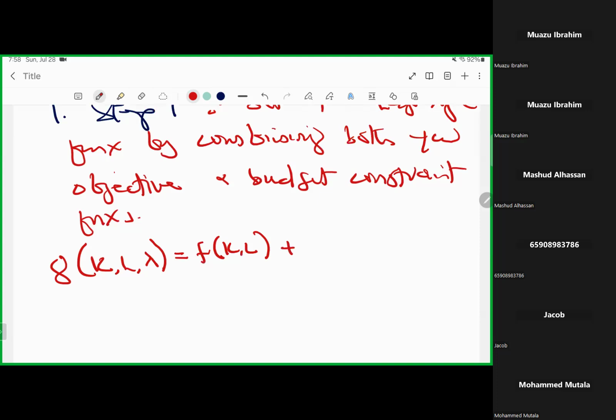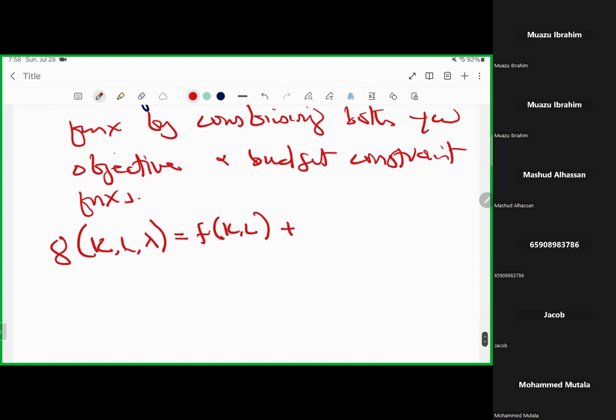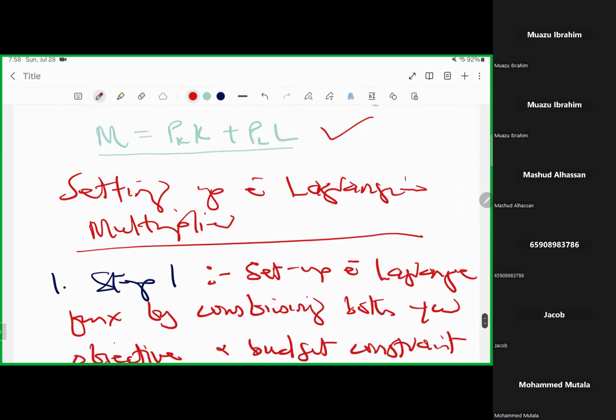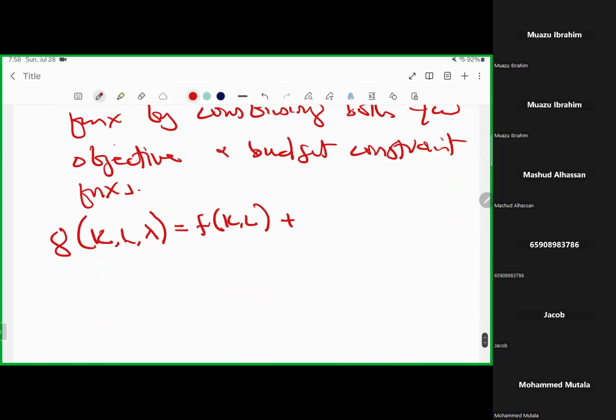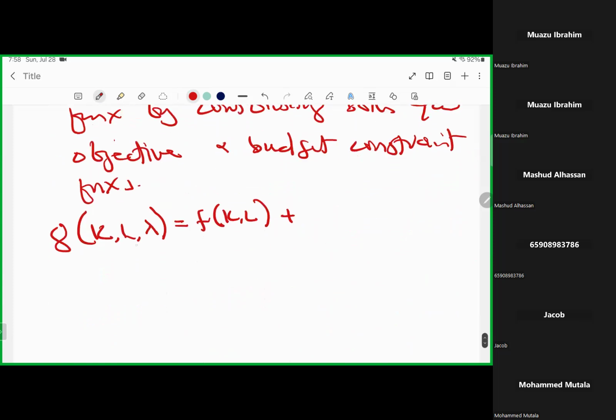Please note that our budget constraint function that we have here is the same thing as M minus PK K minus PL L, which will give us 0. That is when you subtract all the costs on each input, capital and labor, from the budget, it should be equal to 0. So the Lagrangian multiplier function is given as this plus.